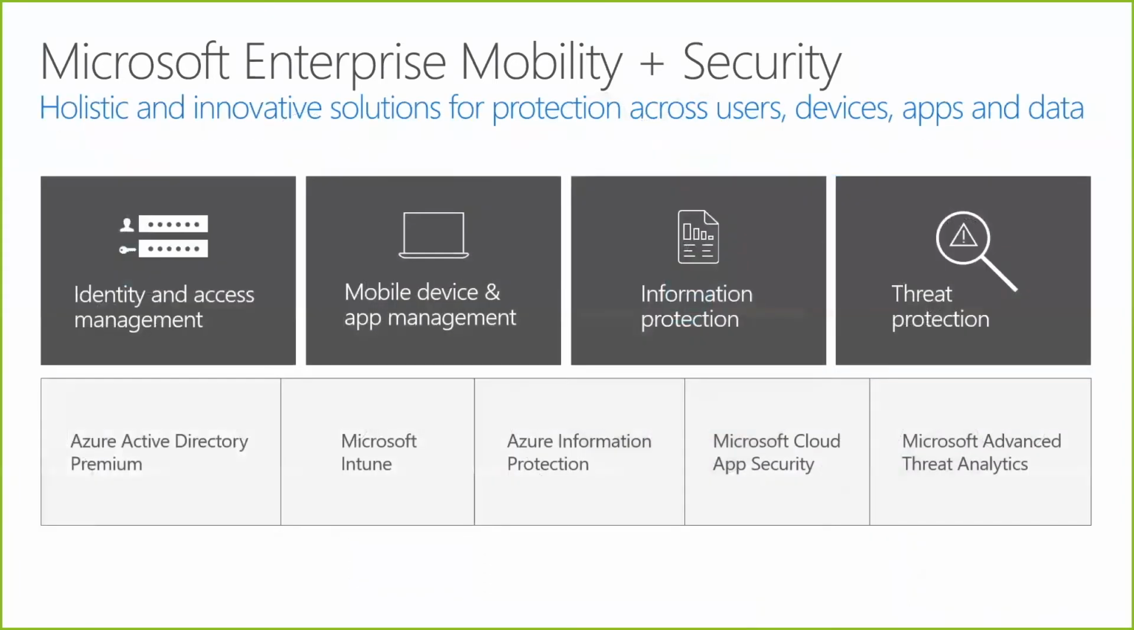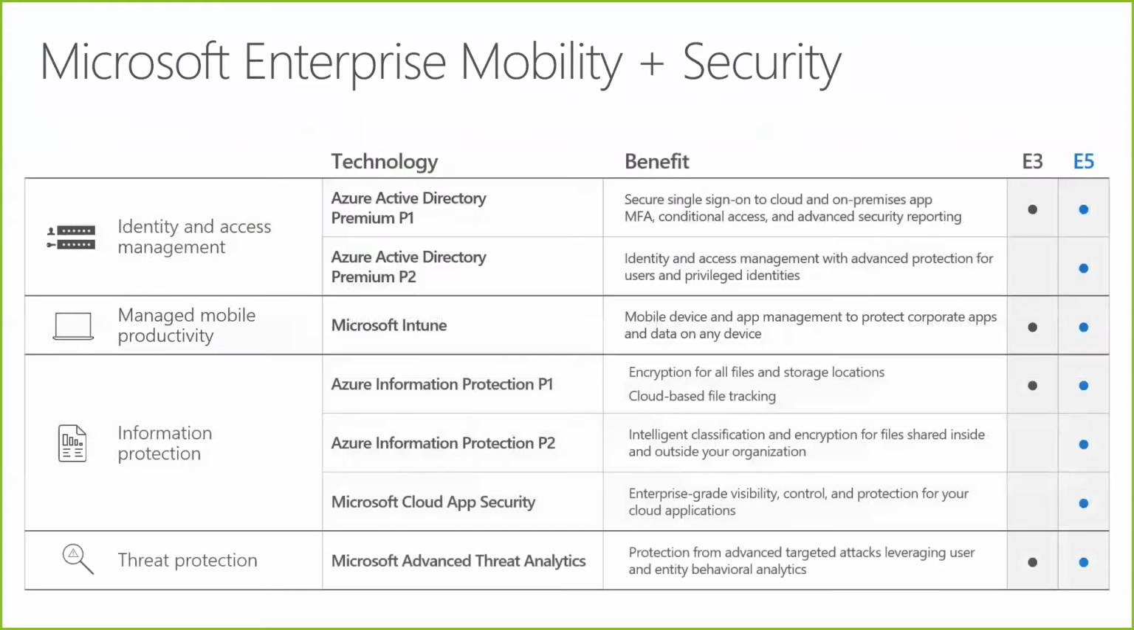At the end, from a strategic or licensing perspective, all these different stories focus on identity and access management, mobile device and app management, information protection, and threat protection. These are the four main stories we have in the Microsoft 365 universe. And at the end, yes, different features and functions need different licenses. As I said, for Microsoft Enterprise Mobility and Security, we have E3 and E5, and depending on what your scenarios are, you need one of these licenses.